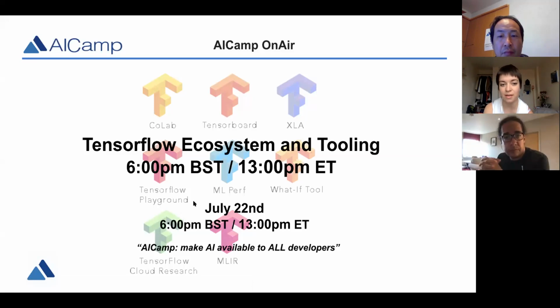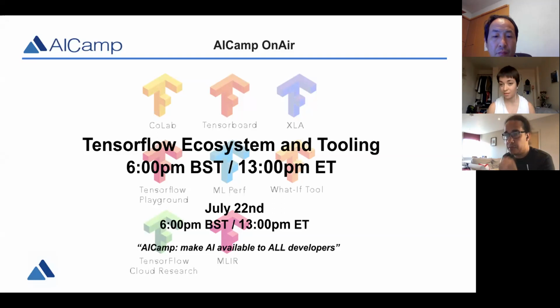Today we're going to talk about TensorFlow ecosystem and tooling, but I'll give you a quick introduction to the community. So we're AI Camp, and our mission is to make AI available to all developers. What this includes is that we want to learn and practice AI from anywhere at any time, and we do this currently through webinars, live webinars, and live workshops through webinars. And we host around 15 courses in different countries with around 50 cities in the world. And we have a network of over 100,000 developers. So we're a truly global community.